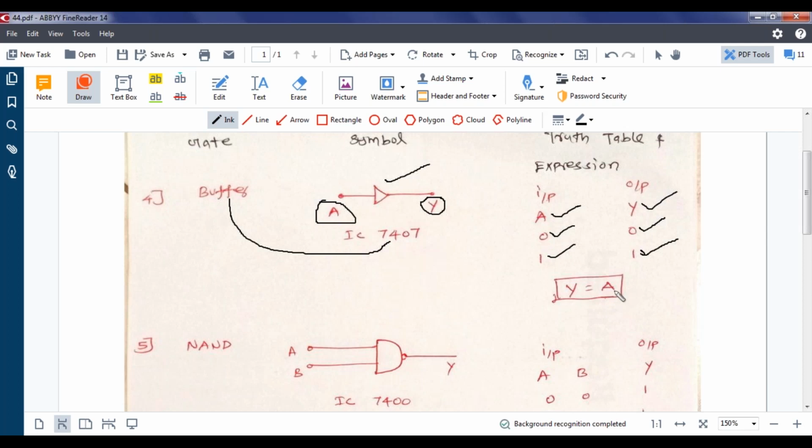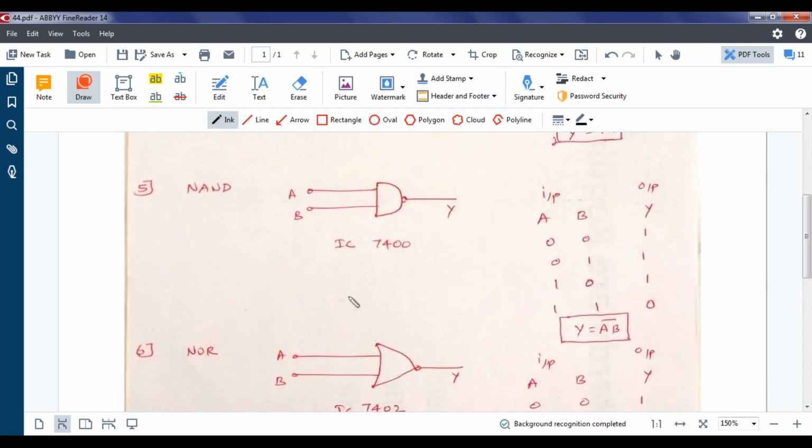So hope you all noted. You want to know the symbol and the IC number, 7407. This is the IC number for the buffer. This is the truth table, and this is the algebraic expression.